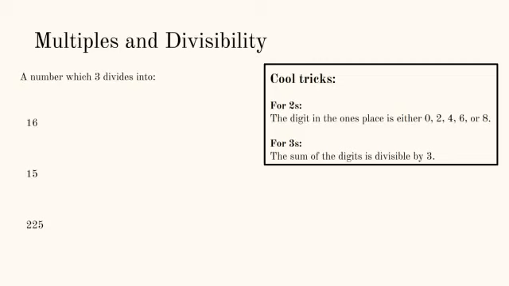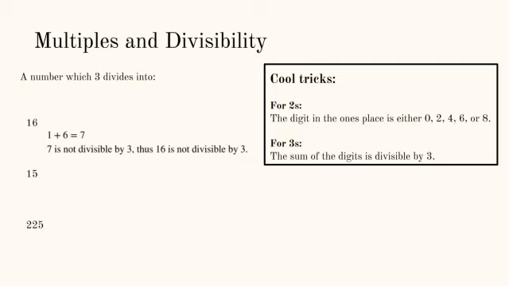Looking further, we're looking at a number which 3 goes into, or 3 divides into. Cool trick for this is just to look at the sum of the digits. And if the sum of the digits is divisible by 3, such as, oh, nope, let's look, 1 plus 6 is 7. 7 is not divisible by 3. Therefore, 16 is not divisible by 3.